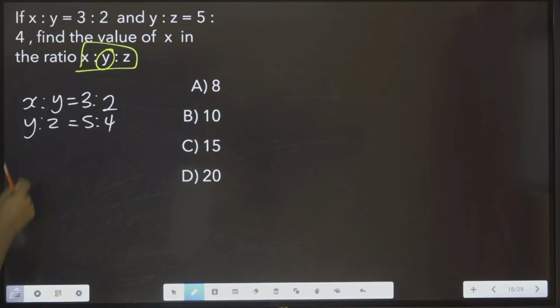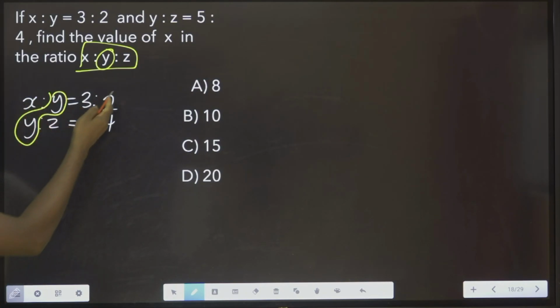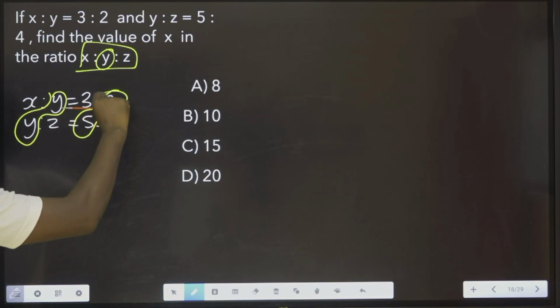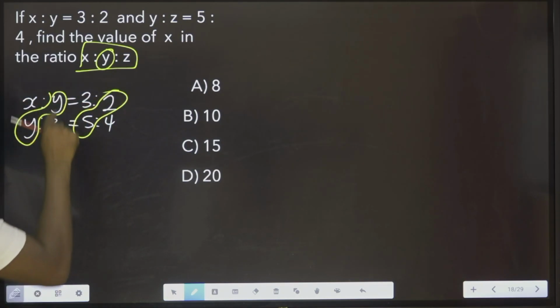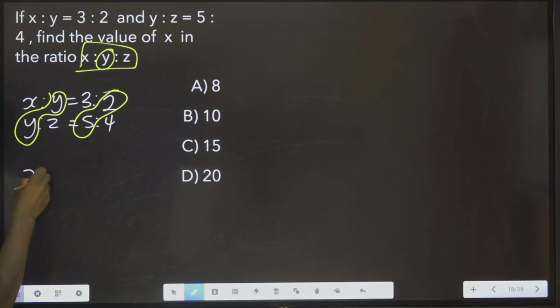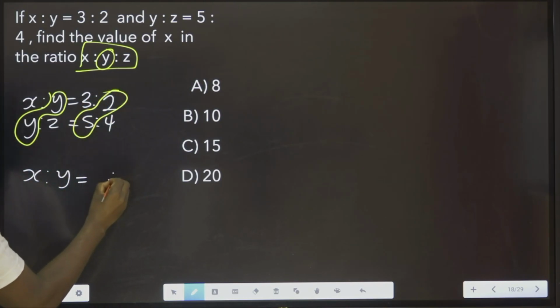Okay? So this is common. So we want to make this to be the same. What is the LCM of 2 and 5? That is 10. So we are going to make sure that we make this 10, we make this 10. To make this 10, we multiply by 5 to have 10.